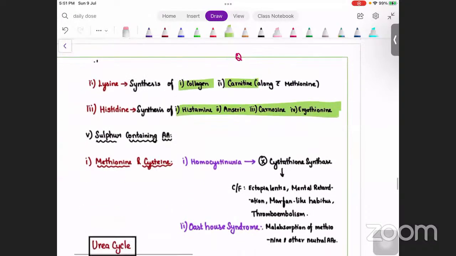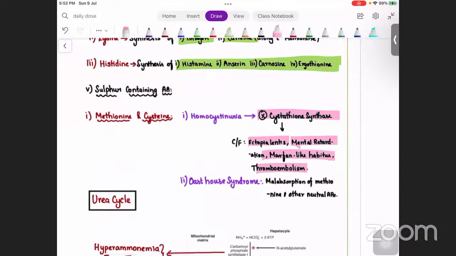Apart from that, you have the sulfur-containing amino acids, methionine and cysteine. There are only two important conditions: one is homocystinuria, another is Osterhaus syndrome. Homocystinuria is due to cystathionine synthase defect, where you see ectopia lentis or subluxation of the lens, mental retardation, Marfan-like habitus, and thromboembolism.